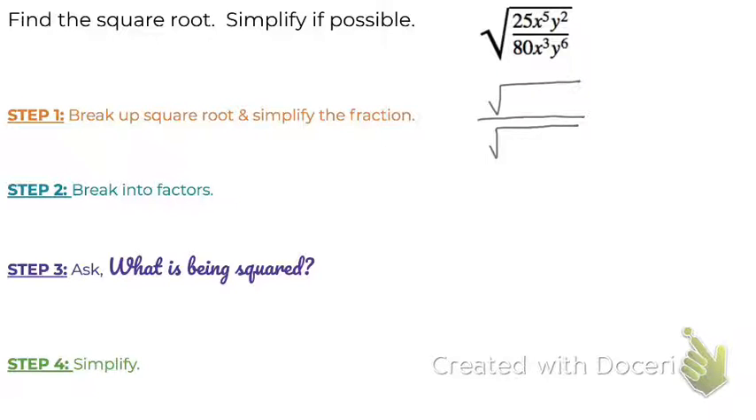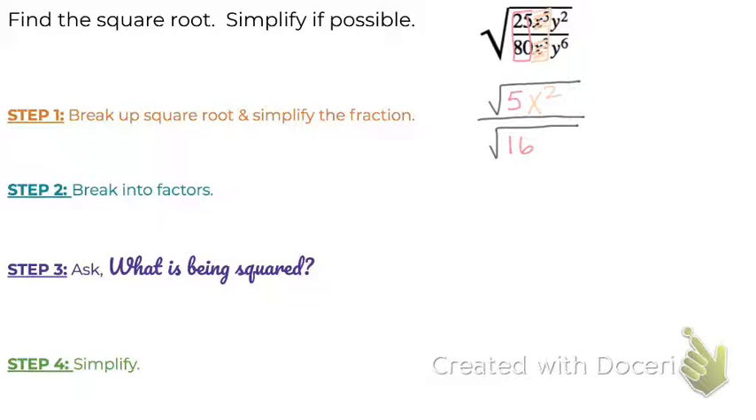So if I look at the fraction now and simplify it, I see 25 over 80, and I realize I can divide both of those by 5, and I end up with 5/16. And then if I look at the x's, I see that there's an x to the 5th and an x to the 3rd. What can I divide out of each of those? What's the most that they have in common? x to the 3rd. I can take out 3 x's here, and if I take out 3 x's from my numerator, I'm left with an x to the 2nd power.